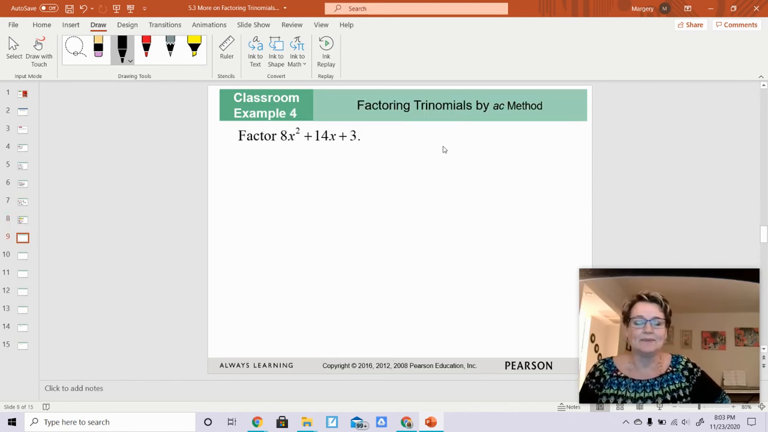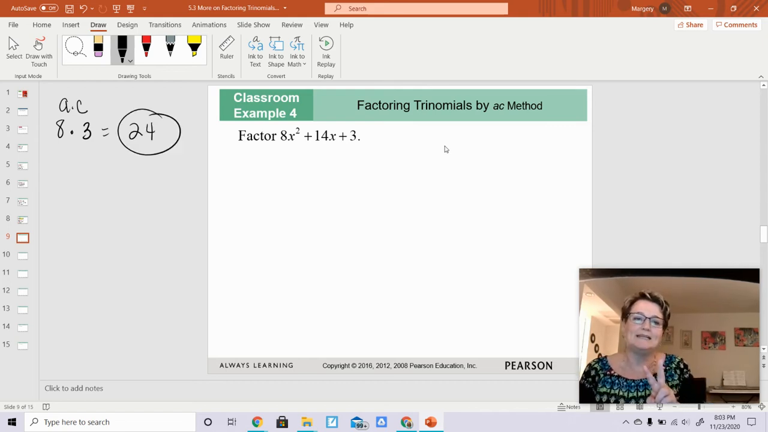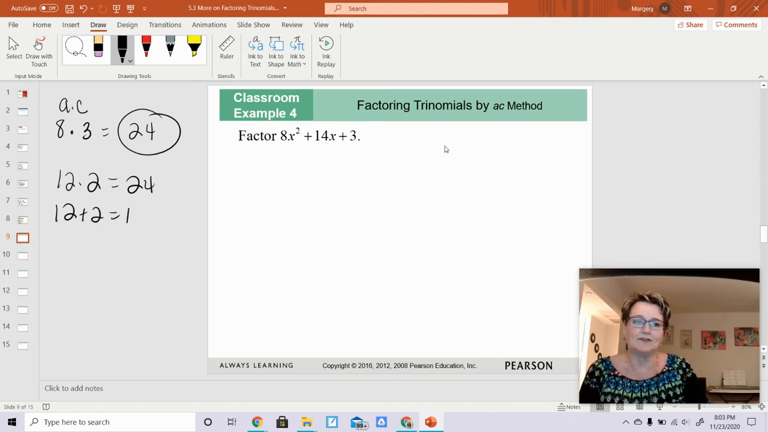This one here, same thing. I have 8, 14, and 3. They don't share anything. So I'm going to do the AC method. My A is 8. My C is 3. I get 24. I need to find two numbers that multiplied together give you 24 and added give you 14. How about 12 times 2 is 24? 12 plus 2 is 14. So I found my two factors.